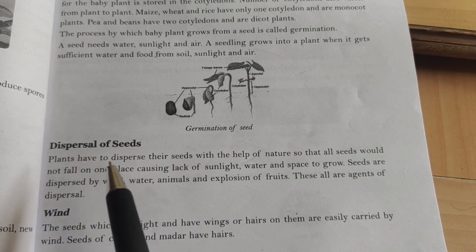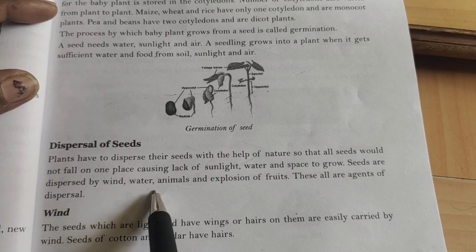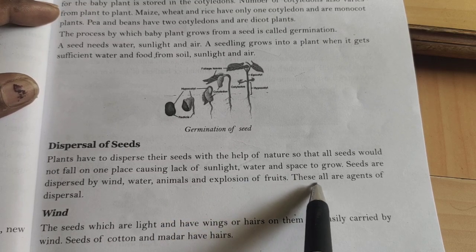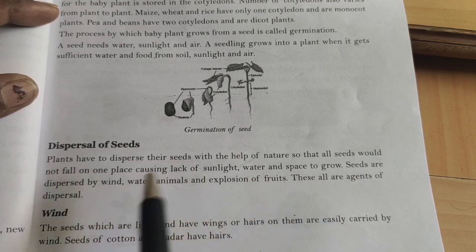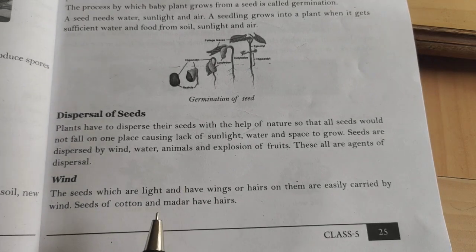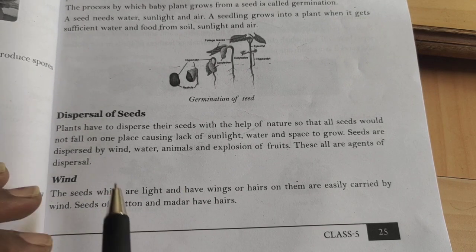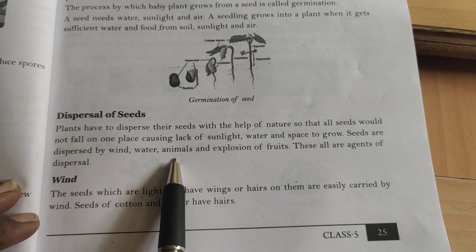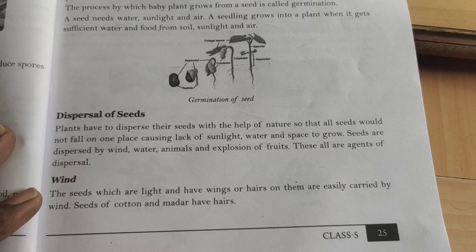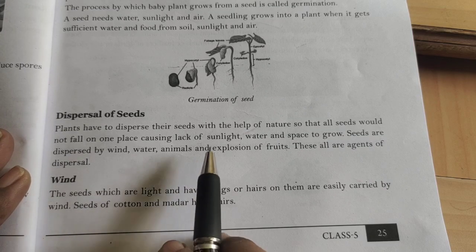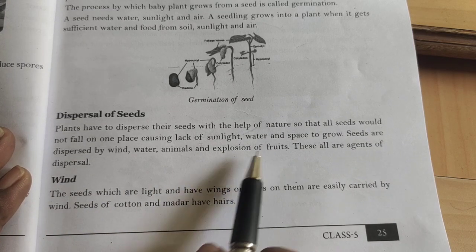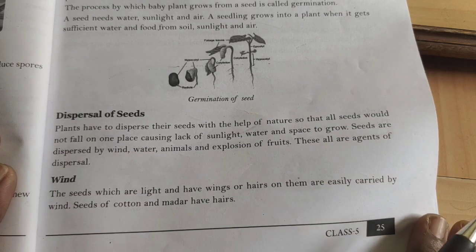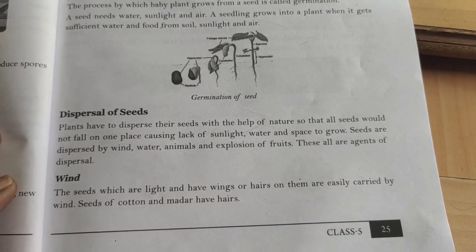How are the seeds dispersed then? They are dispersed by wind, water, animals and explosion of fruits. These all are agents of dispersal. How will the seeds be dispersed in nature? Through wind, through water. Whenever water flows, some seeds will go. Animals, some birds will take the seeds and throw them somewhere into the soil. The explosion of fruits. Sometimes the fruits will break and fall down. So, like this, seeds will be dispersed.